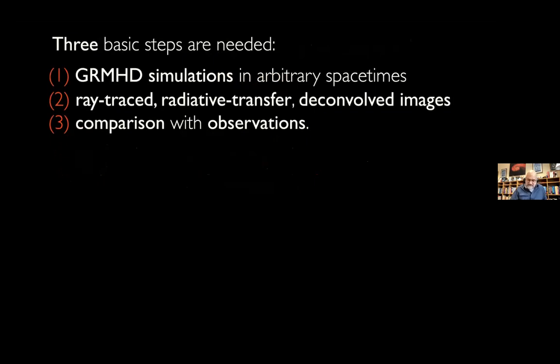The first one is GRMHD simulations in arbitrary spacetimes. Essentially, you need to understand what happens to matter falling onto a black hole. The second one is ray-traced radiative transfer calculations, and then the creation of deconvolved images. Essentially, once you know what happens to matter falling onto the black hole, you want to study and understand how light from this matter shines. And then you want a comparison with the observations, of course.